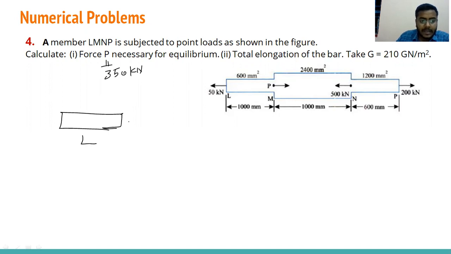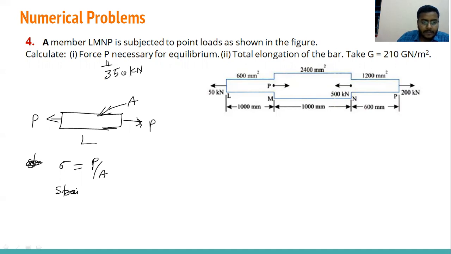So this length is L, this pulling force is P, or pushing force, whatever. Cross section area is A. So what can we write? Stress we can write, let me write in notation, sigma equals P by A, right? Strain we can write as delta L by L, right?